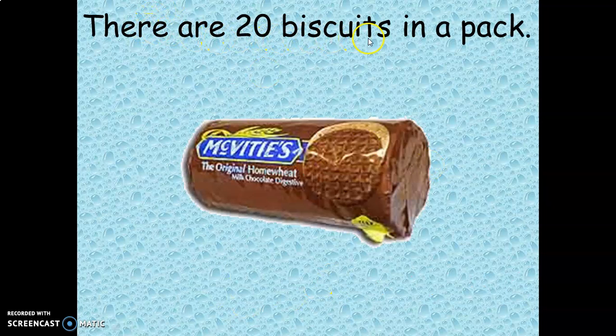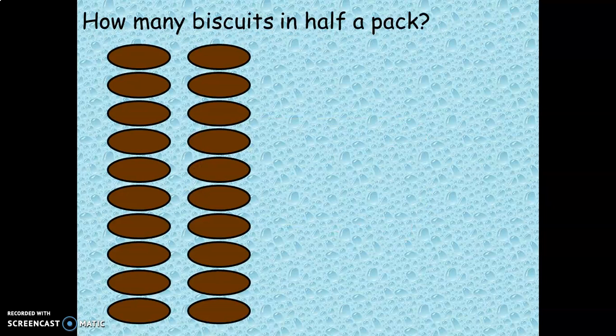Now, there are 20 biscuits in a pack. This is the pack of biscuits, and it has 20 biscuits. If you are sharing between the two of you, how many biscuits will one person get? We are going to halve the pack. If each person gets one at a time, up to 20, how many biscuits are in half a pack?